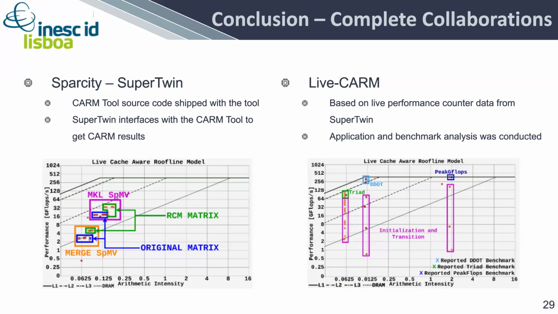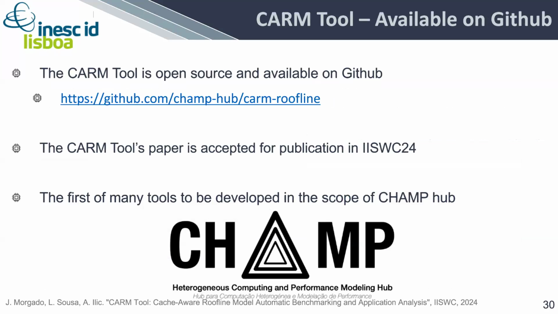And you can also do some validation of micro benchmarks from other tools, such as Likwid, in which we also verified that the CARM roofs imposed by the CARM tool were reached by the other tools, but without being surpassed. And so the CARM tool is open source and available on GitHub. And we also have an accepted paper about the tool, which will soon be published in IISWC 24.